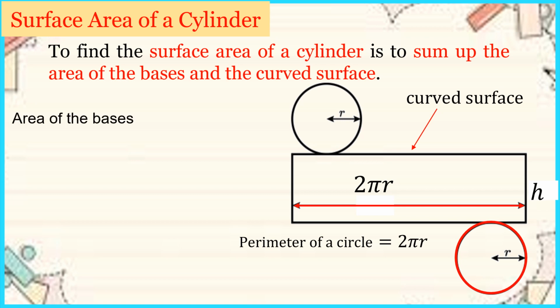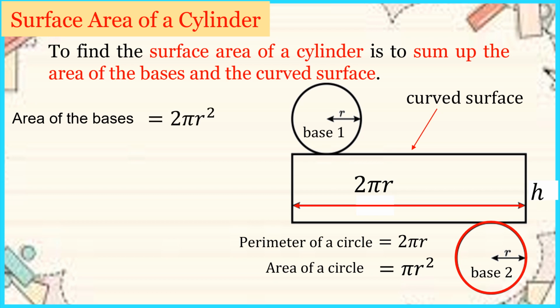So therefore, the area of the bases is equal to the area of a circle, which is equal to what? Correct. It is equal to pi r squared. So therefore, we have the base 1, base 2. We have 2 bases. So we have 2 pi r squared. Then let us have the area of the curved surface.